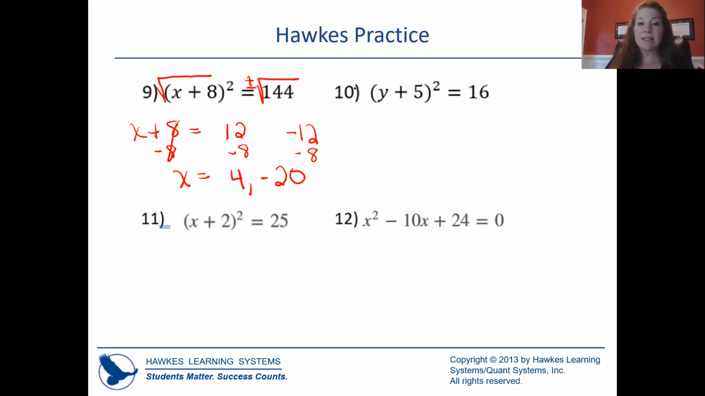All right, number 10, we want to cancel out the square by finding the square root of both sides. And these come straight from Hawks, you guys, I'm pretty sure. Positive and negative 16. So the square root of (y plus 5) squared is y plus 5. The positive square root of 16 is 4. The negative square root of 16 is negative 4. And then the last thing we do is subtract 5 from both sides. So y is equal to 4 minus 5 is negative 1, and negative 4 minus 5 is negative 9.